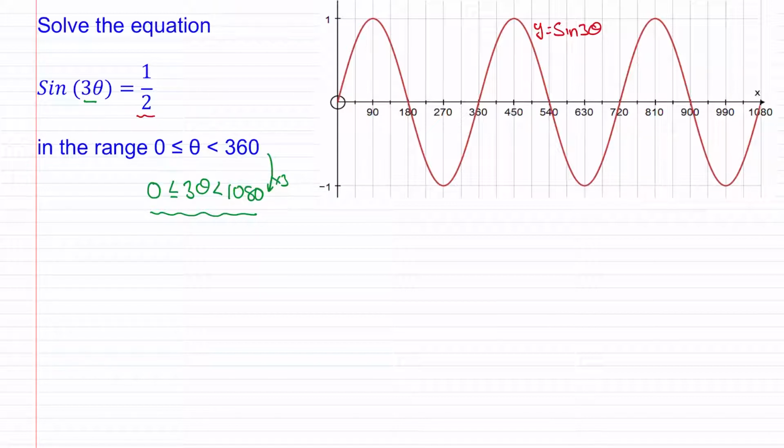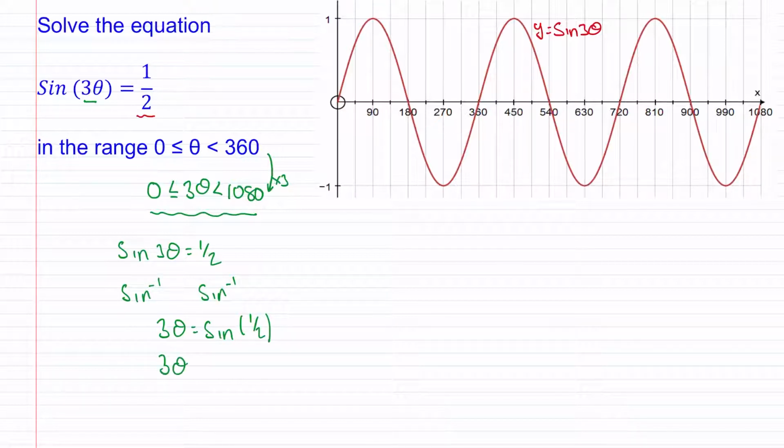To do this, we're going to solve this equation. We have sine 3 theta is equal to a half. We'll take the arc sine of both sides, which is sine to the -1. So 3 theta will be the arc sine of 1/2. And if we did this on our calculator, we can see that 3 theta is equal to 30 degrees. So 30 degrees on our graph is about here. And we can draw a horizontal line parallel to the x-axis through the curve.